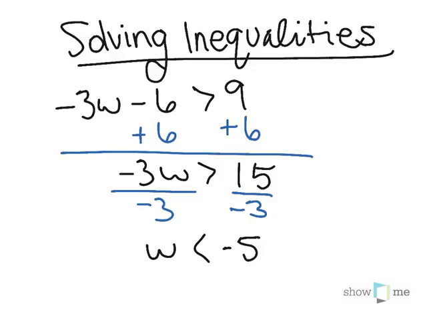Now, we would want to put this answer in interval notation. So since w is everything that is less than negative 5, that means our answer is going to be negative infinity up to negative 5. And since it's less than, it gets a parenthesis.